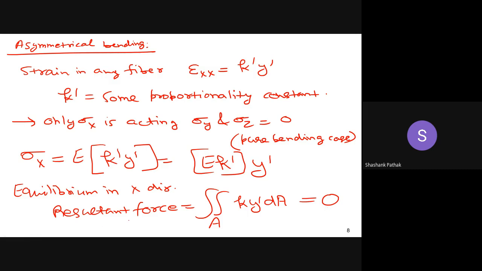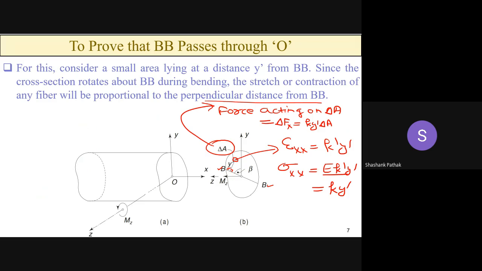So you see that the first moment of area is 0 about BB. This is everything we have calculated about BB, because y prime is being measured from BB. If y prime is being measured from BB and you are getting this relation, which is saying the area integral of k y prime dA equals 0. So k is a constant, you can throw it out. So this will become the integral of y prime dA equal to 0.